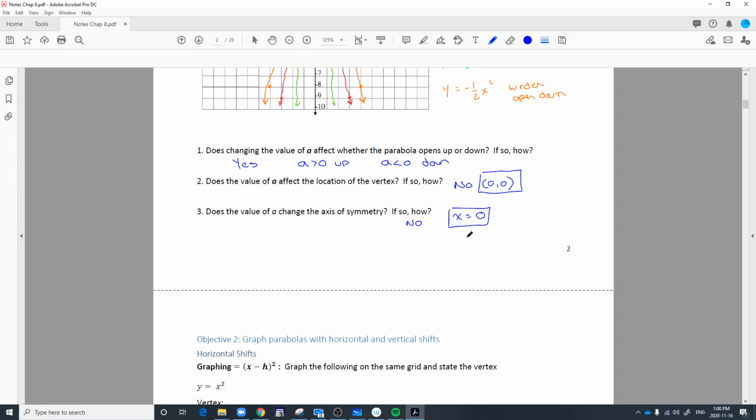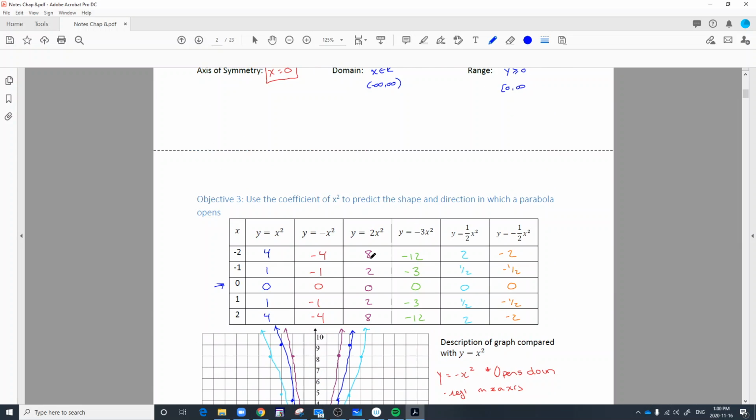All right, so we're going to take a pause here, see if you can find some questions in the homework that only put in an A value. So the only thing they can look like is y equals a x squared.